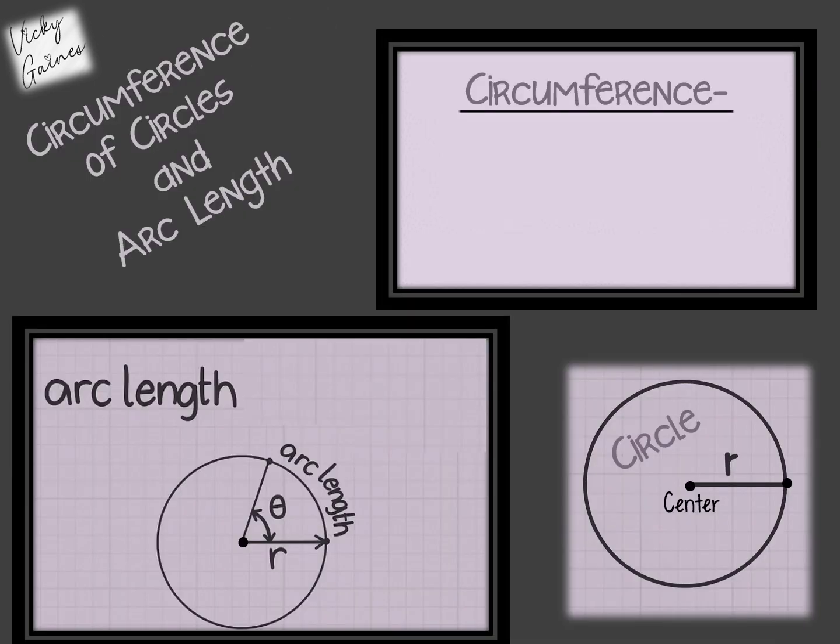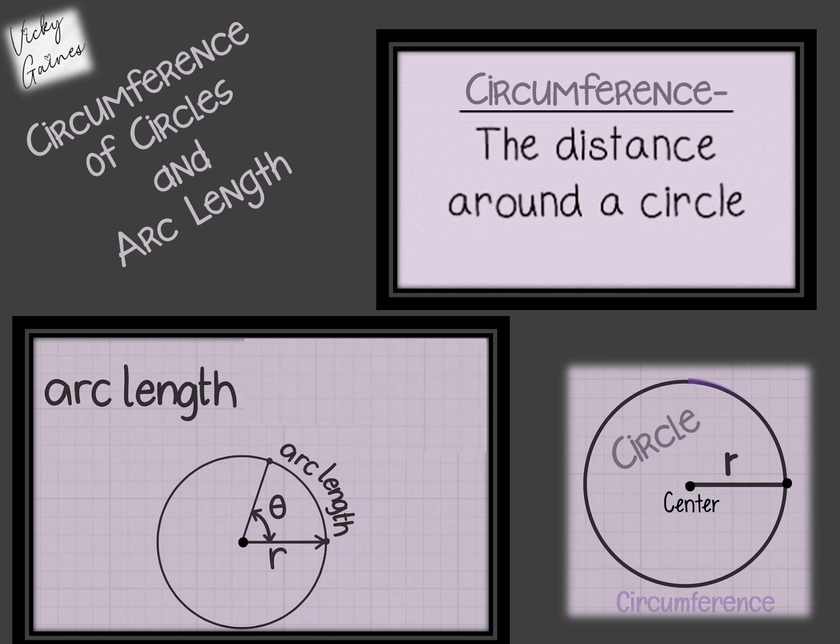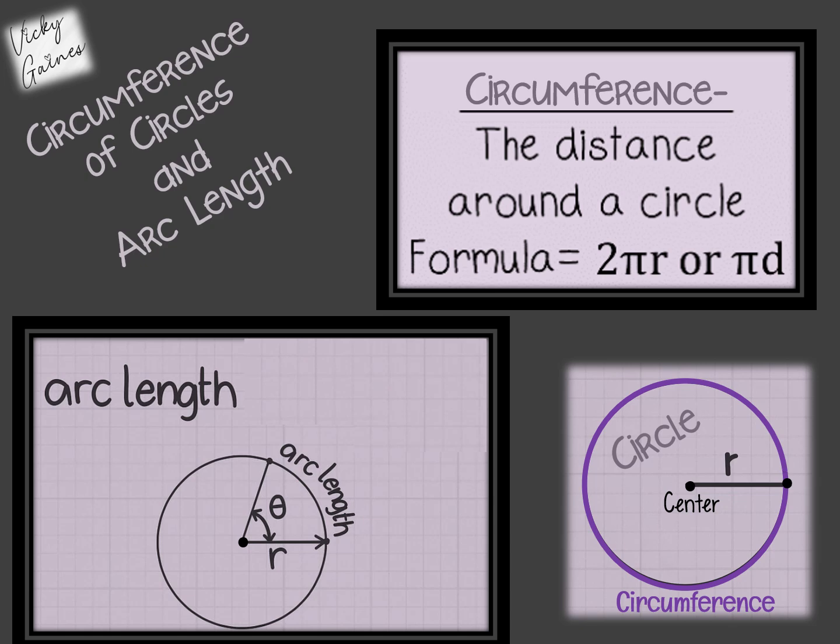Circumference of circles and arc length. Circumference is the distance around the circle. We have 2 different formulas for it. 2 pi r, where r is the radius, or pi times d, where d is the diameter.